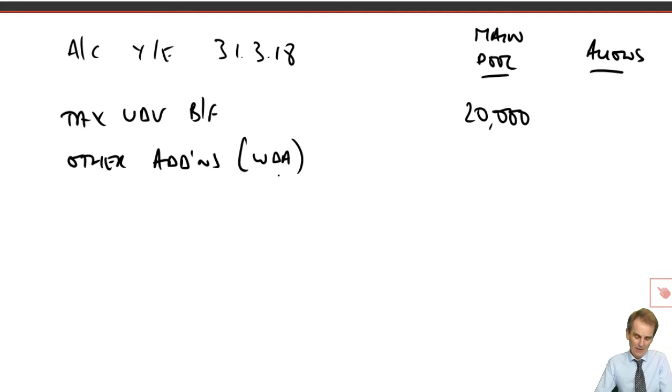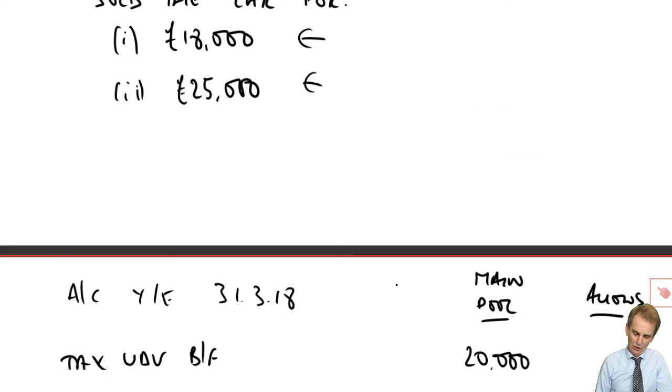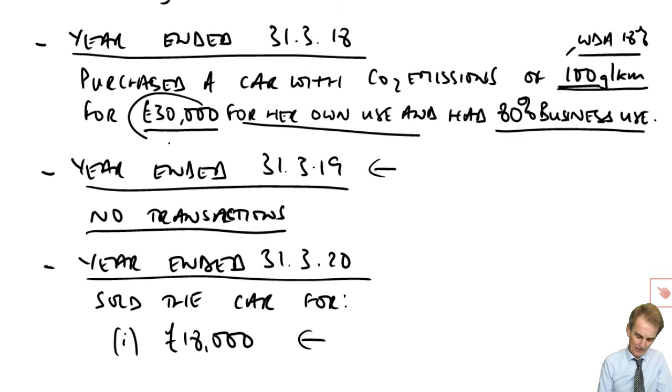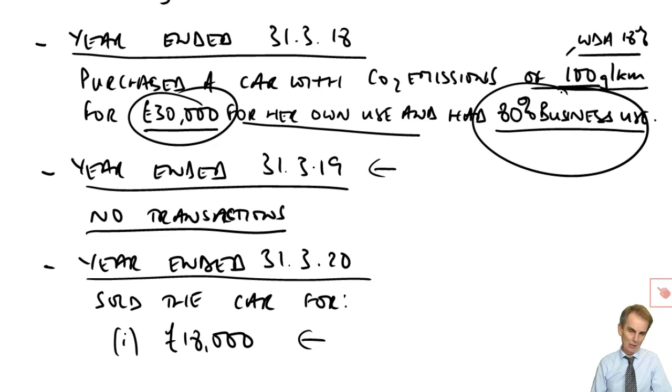Yes, we do. We have a car that was purchased at a cost of £30,000 and which critically has just 80% business use. They could have said it was 20% private use, of course. It's the same outcome. We've got 20% private use, 80% business use. And that use is by the proprietor.